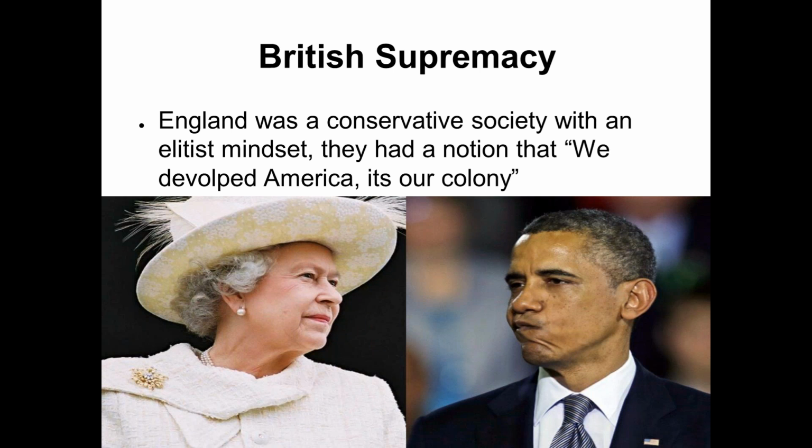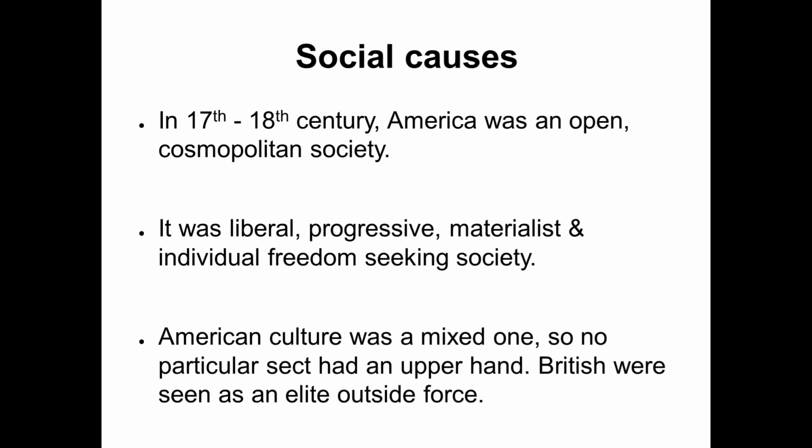By the 17th to 18th century, America had evolved as an open, cosmopolitan society: liberal, progressive, materialist, and individual freedom-seeking. It had a very mixed American culture. Who were the Americans? They were the Red Indians, the aboriginal people who had lived there since ages, and the different European migrants.